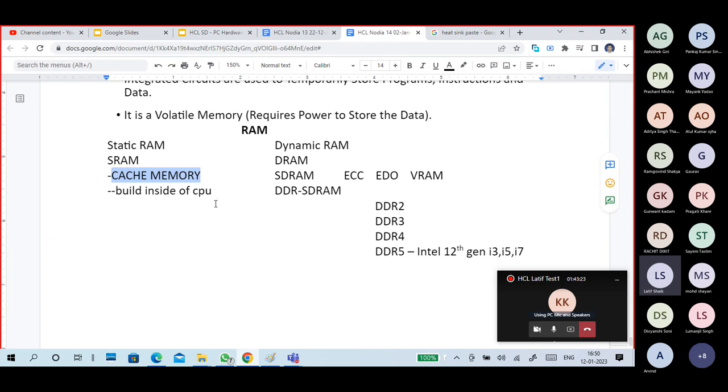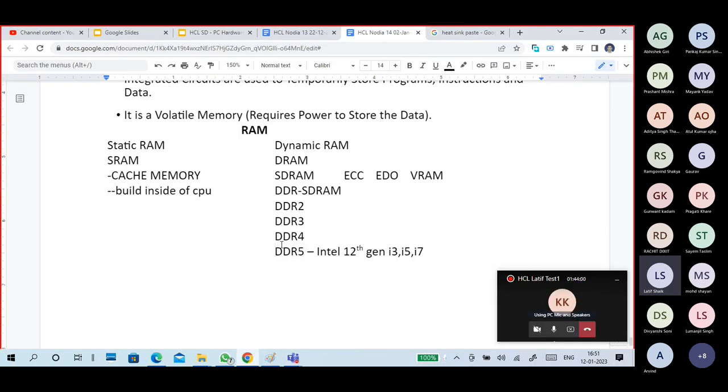DRAM is a dynamic RAM. There are different types of DRAMs, like SDRAM, ECC RAM, EDO RAM, VRAM. SDRAM became DDR. DRAM means dynamic RAM. SDRAM means synchronous dynamic RAM. DDR SDRAM means double data rate. Then DDR, DDR2, DDR3, DDR4, DDR5, up to DDR5 has come into the market. Currently DDR4 and DDR5 are in the market.